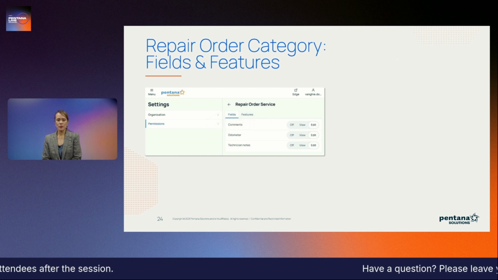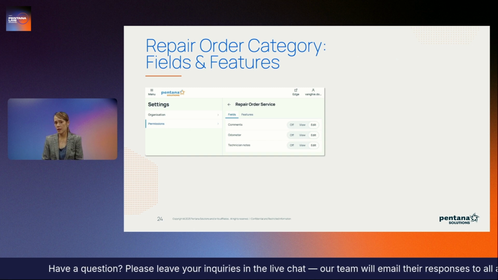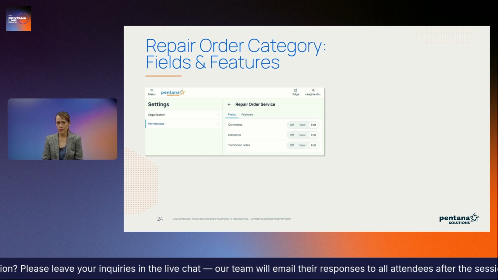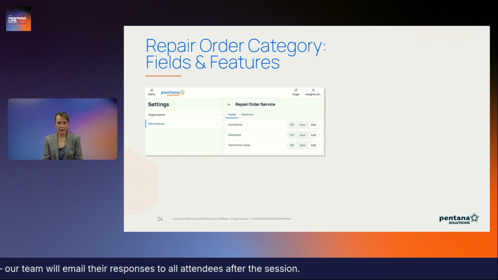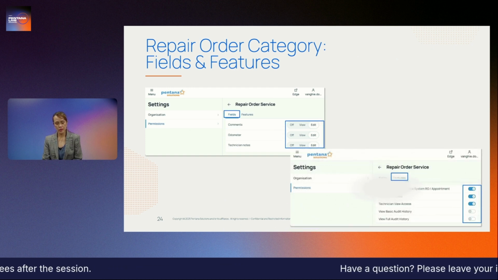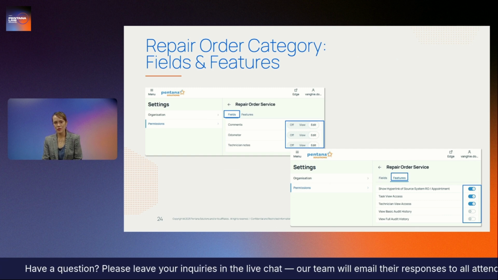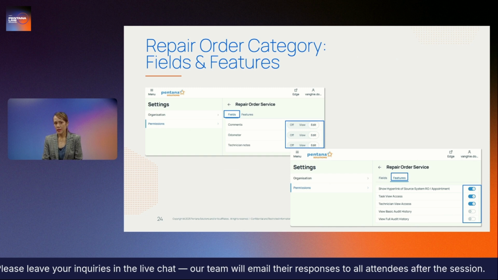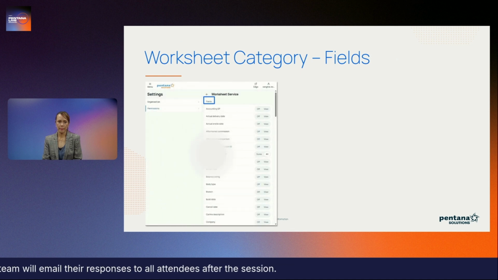This slide zooms in on the repair order category. It's an example of how permissions apply to a specific functional area, in this case, repair orders. Within this category, you might have permissions to view or edit comments, odometer, and technician notes, or restrictions for certain roles. We're using this as a concrete example to show that permissions are not just abstract. They directly control what users can do in critical operational areas like service.